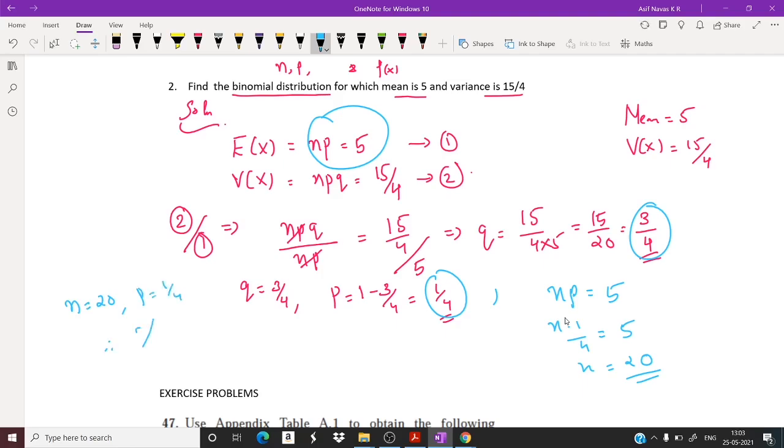Therefore, X follows binomial (20, 1 by 4).